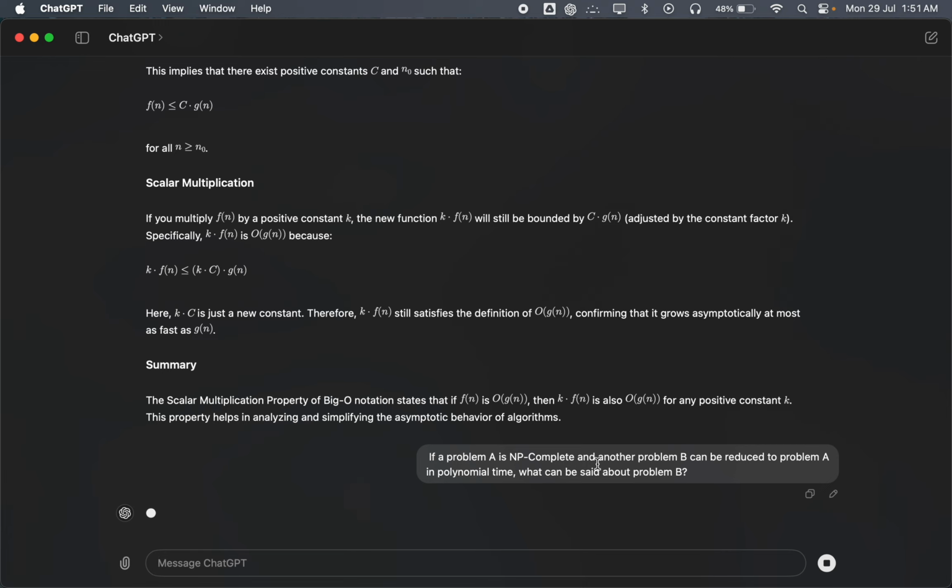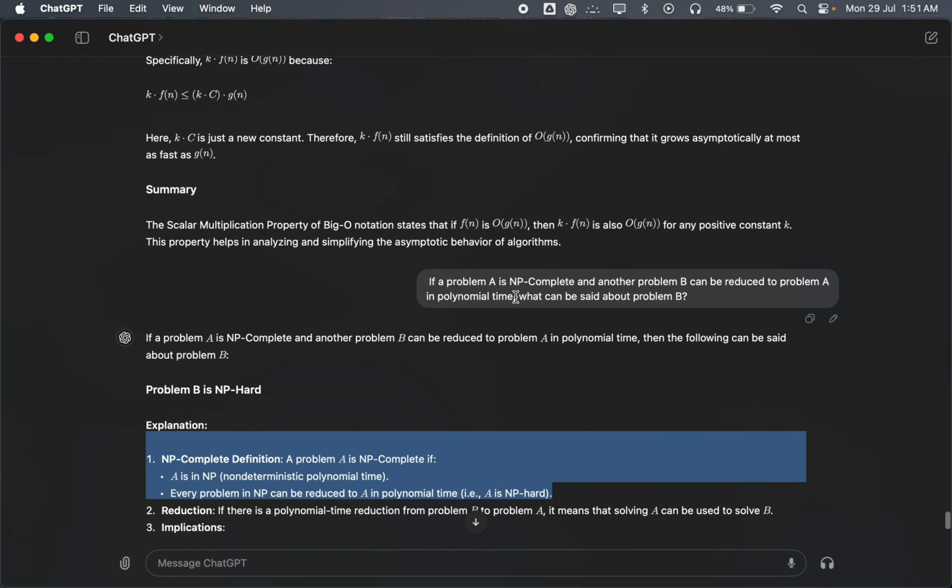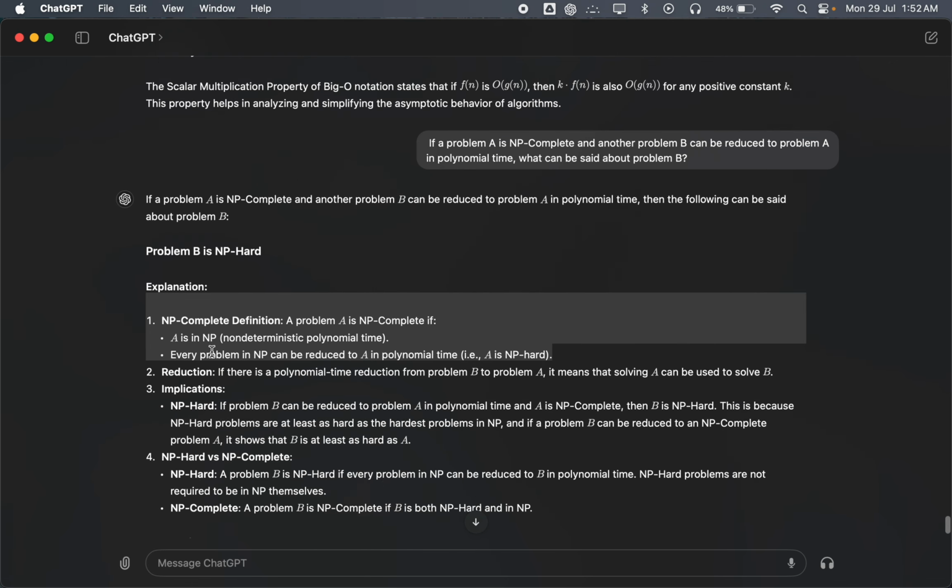If a problem A is NP-complete and another problem B can be reduced to problem A in polynomial time. So we are solving a problem B in some time, and we are actually going into problem A itself. So at the end we are again getting NP-complete only. Problem A is NP-complete, and after solving your problem B, you again come to problem A, and then problem A is again NP-complete. So the answer is simple, NP-complete.